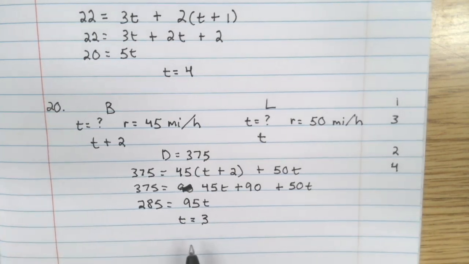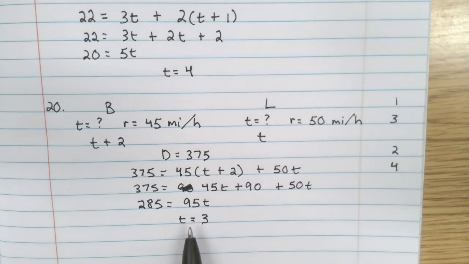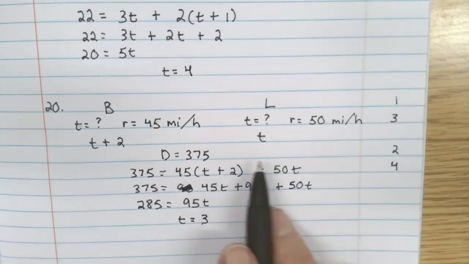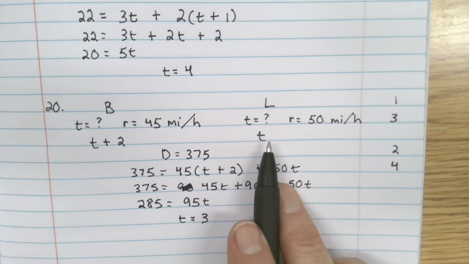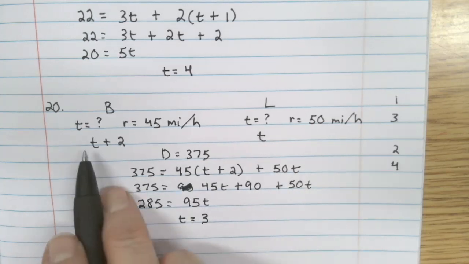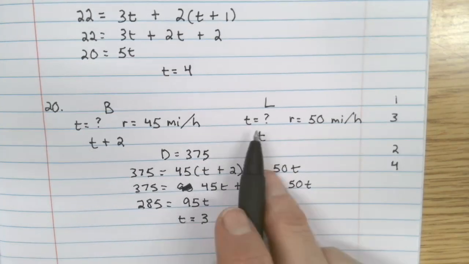Now, we're not quite done yet. So remember, this is how long Lane has walked. He's walked for 3 hours, right? Because we solved for t, not t plus 2. We solve for t. He's been walking for 3 hours.